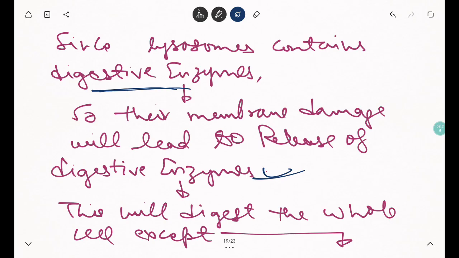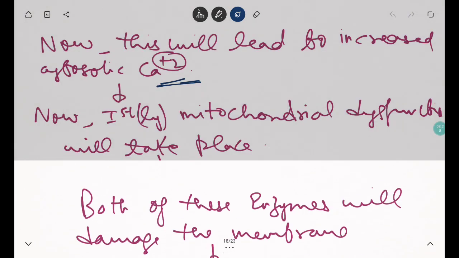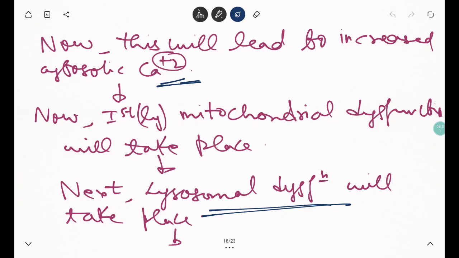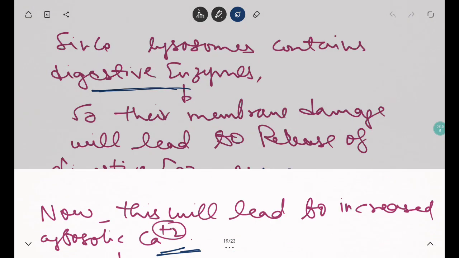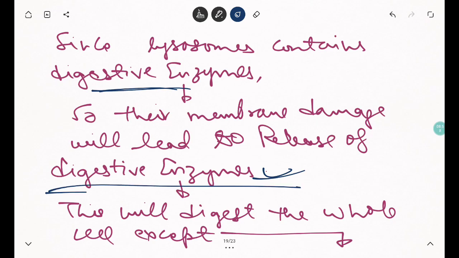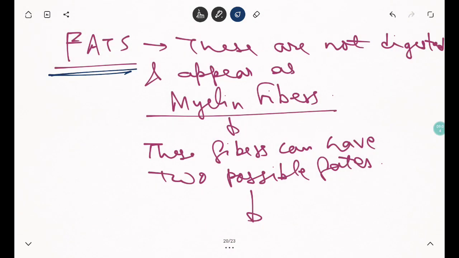Let us revise it again from here. When the cell membrane gets damaged, the calcium, whose concentration is 10,000 times more in the extracellular fluid than in the cytoplasm, will enter into the cell. This will firstly lead to mitochondrial dysfunction, and second to lysosomal dysfunction. The lysosome contains digestive enzymes, so when its membrane gets damaged, this will lead to the release of digestive enzymes within the cytoplasm, and this will digest the whole cell except fat. So these are not digested and will appear as myelin fibers.